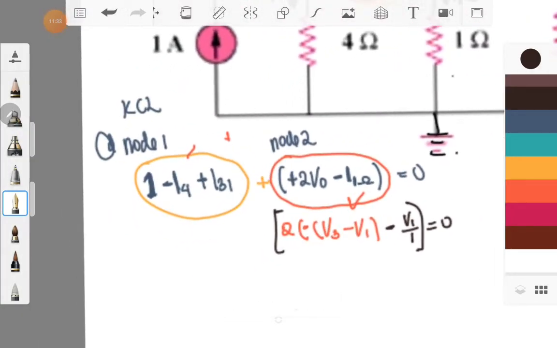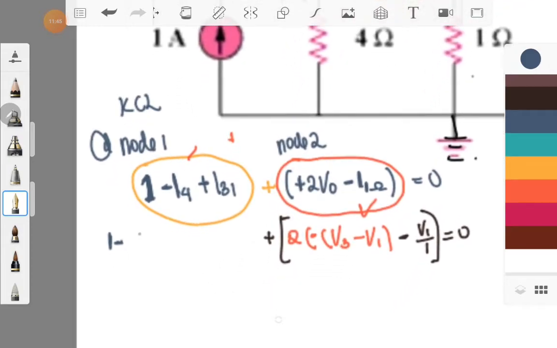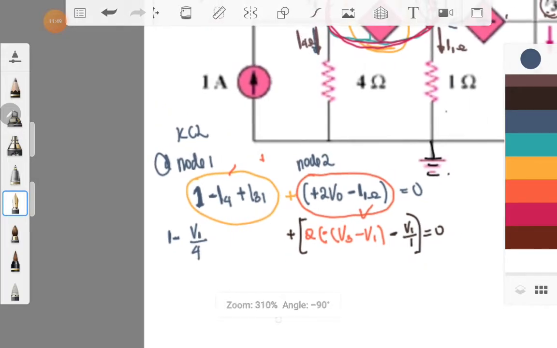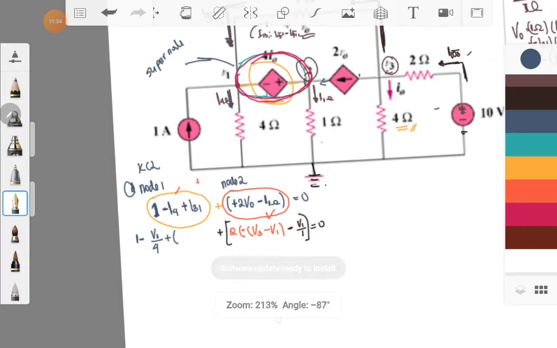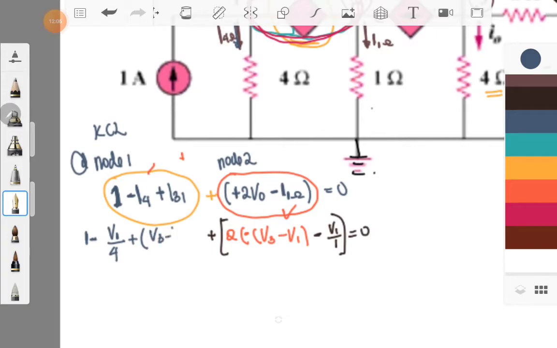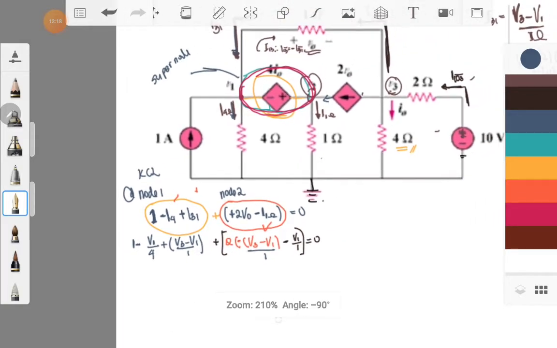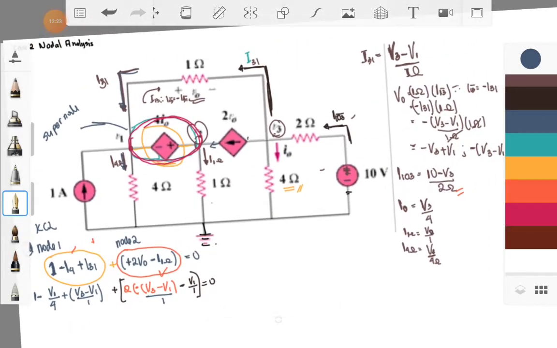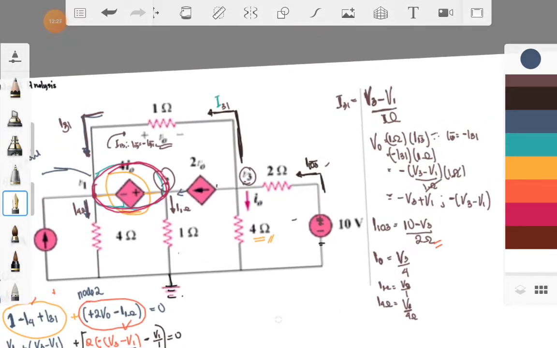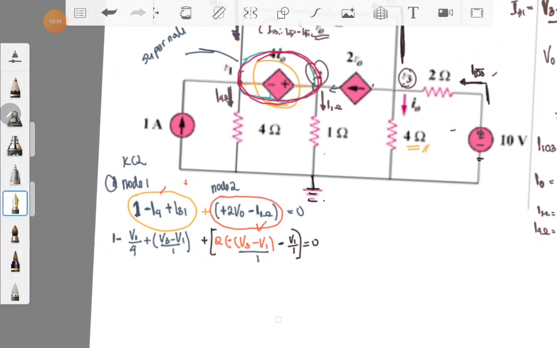And then we have our I4 and I31. So plus our I31. Okay? So we have 1 minus our I4, which is V1 over 4 ohms, plus our I31, which is equal to positive V3 minus V1 over our 1 ohm. Okay, let us check our equation, our V3 and V1. So V3 minus V1 is our I13. Okay, V3 minus V1.